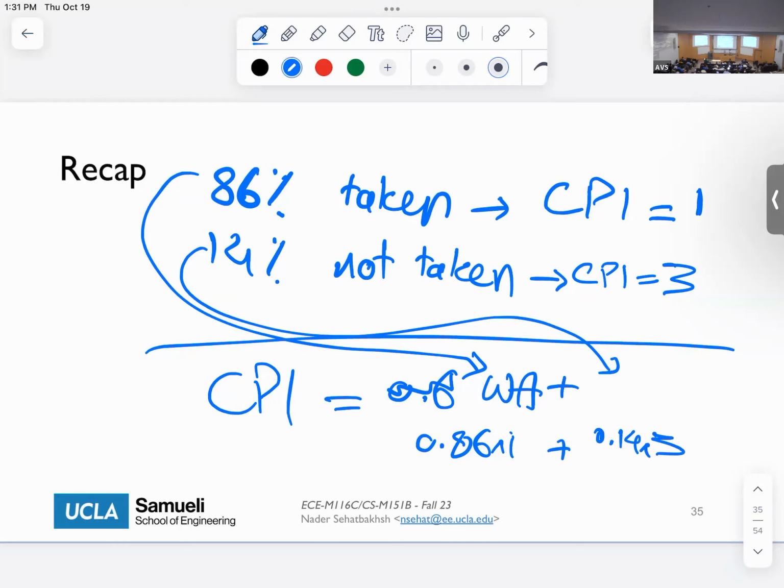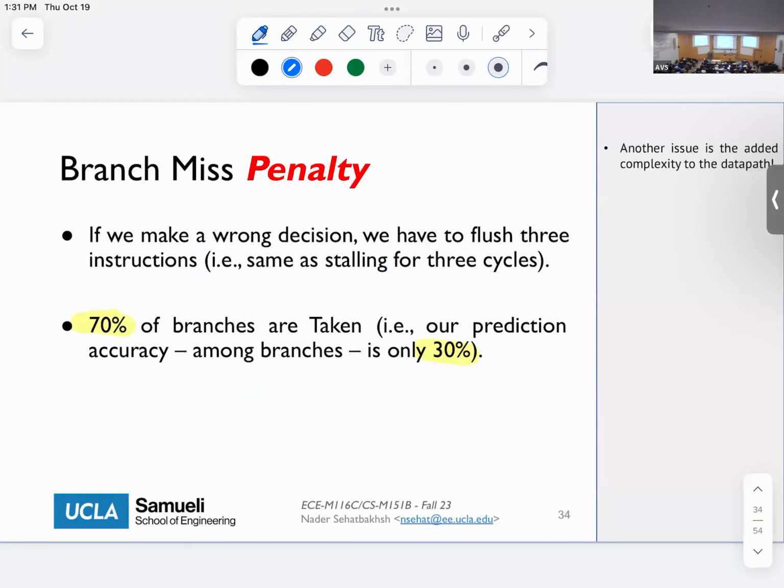Again, you can do it in Campus Wire for everybody and get some points. But essentially the idea here is that in most cases, I'm getting benefit by just not doing anything, and I get the CPI equal to 1. In the 14% where I make a mistake, I basically need to get rid of 3 instructions. In other words, I'm stalling the processor for 3 cycles, and that's where I get what we call miss penalty, some performance miss, right? So that's the problem we're going to have with miss penalties. Okay. Any questions?